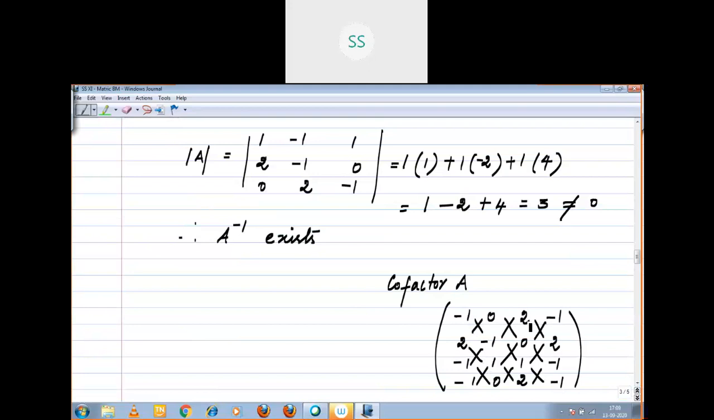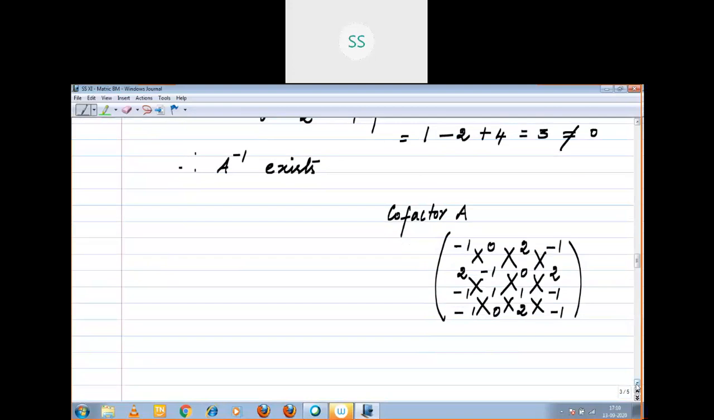Once again you have to check, children, then only it is easy. Minus 1, 2, minus 1, minus 1. 0, minus 1, 1, 0. 2, 0, 1, 2. You have to check and proceed, then only you will not make a mistake, which is equal to 1, 0, 0. Next, 2, 4. Got it? 1, 2, 4. Your cofactor.